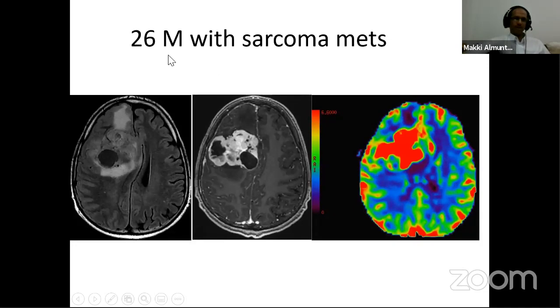Another patient, a young adult, 26 male with sarcoma. And if you look, there is a vascular mass in the brain, which is a metastatic lesion. And when we did perfusion, it's very vascular on the cerebral blood flow.